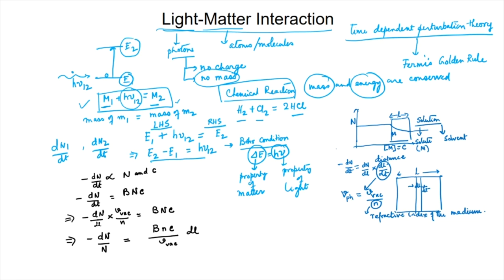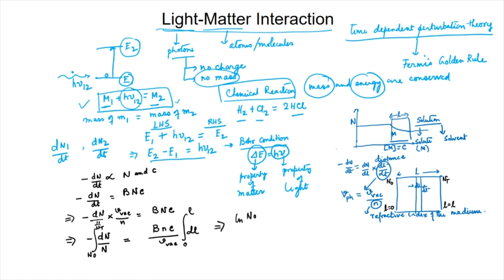Integrating between the limits. So, now let us suppose that N0 is the number density of the photons when it was entering the sample, and Nt is the number density of the photons when the photons are exiting the sample or being transmitted from the sample. And also when N is N0, L equals 0, when N equals Nt, L equals L. So, we can put these limits. So, we are integrating from N0 to Nt, and we are integrating from 0 to L. We have to keep in mind that B, n and V vacuum are constants, and C is the concentration of the absorbing species that does not change due to absorption, that is no photochemical reaction takes place.